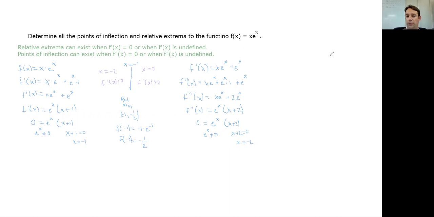So just like before, we're going to test that value and determine, do we have a change of sign for our second derivative? So I'm going to plug in two numbers here. How about x equals -3?